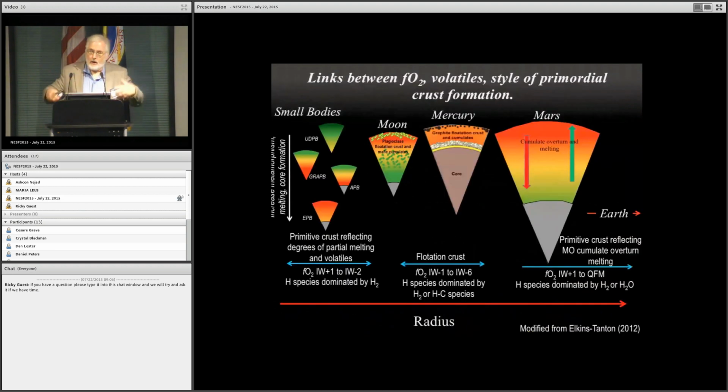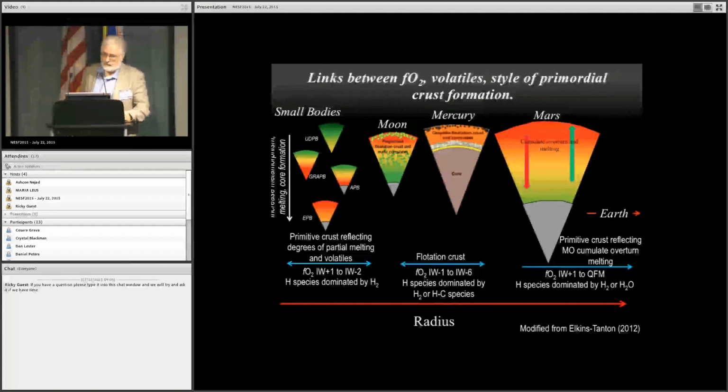This is all of this data, the fO2, the volatiles, and the styles of primordial crustal formation are illustrated here with regards to small bodies, the Moon, and Mercury, which may have flotation cumulate primary crust, and again Mars and the Earth, off to the right-hand side, illustrating the relationships between the style of differentiation, the volatile content, and the fO2.